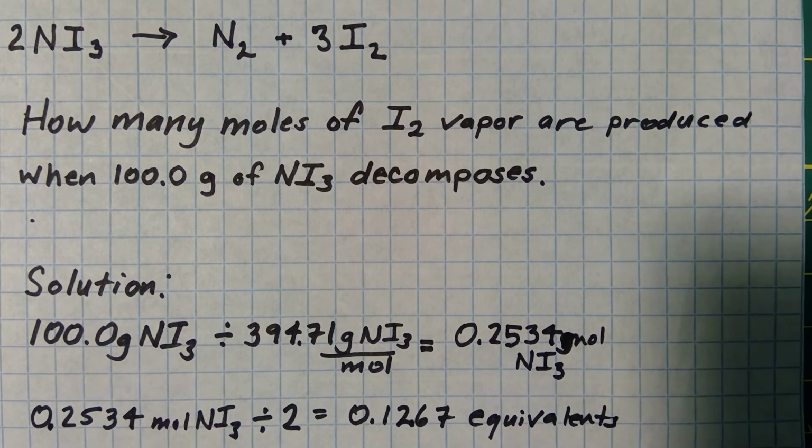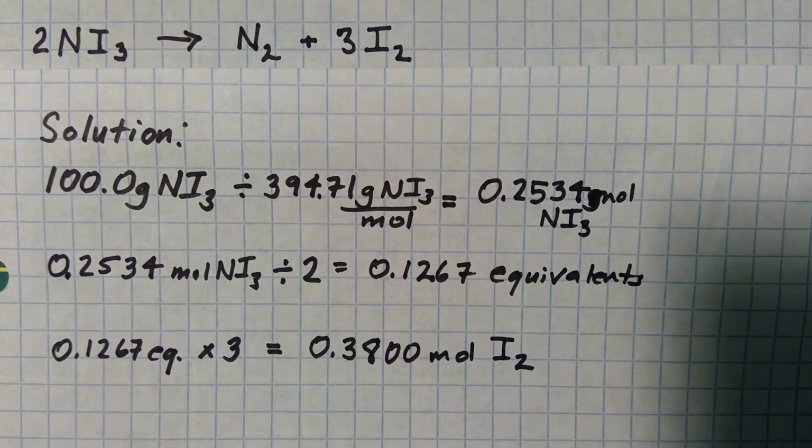Step 2, take that 0.2534 moles of nitrogen triiodide and divide it by the coefficient in front of nitrogen triiodide. So we're dividing by 2, and that would end up giving us 0.1267 equivalents. Final step, we're going to take the 0.1267 equivalents, and since we're going to iodine, you multiply it times 3 to tell you that you have 0.3800 moles of iodine.